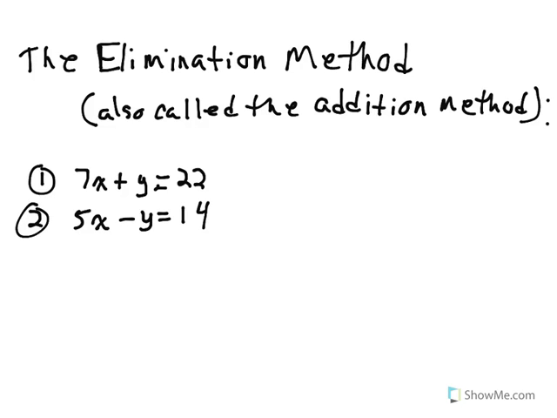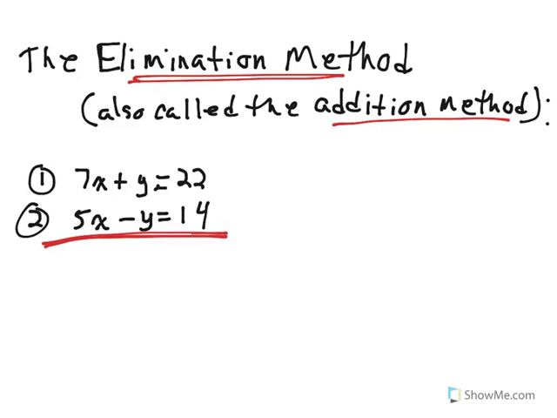The elimination method, also called the addition method. When we solve a system of equations using the elimination method, we want to add the two equations together and eliminate one of the variables and solve for the other. So to do that, we need to make sure our x values are lined up and our y values are lined up and our constants are on the other side of the equal sign.